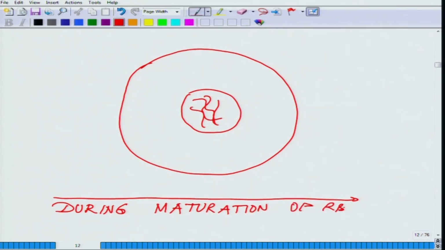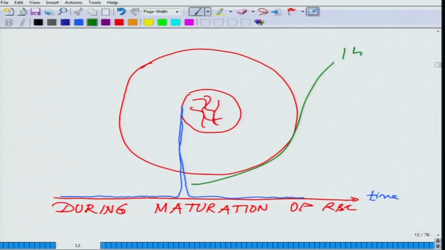at a specific point of time, it is very tightly regulated. If this is showing time, at a very specific time a particular enzyme, which remains at a basal level, has a sharp peak and then falls down like this. This particular enzyme is called 15 LOX. LOX stands for lipoxygenase.